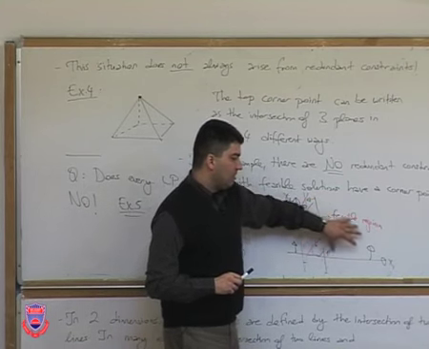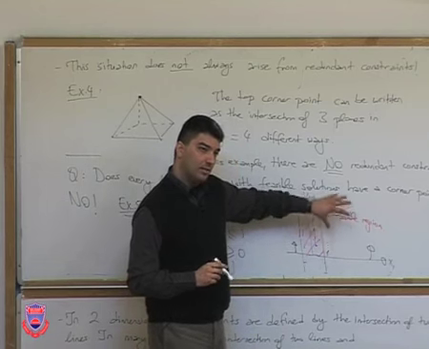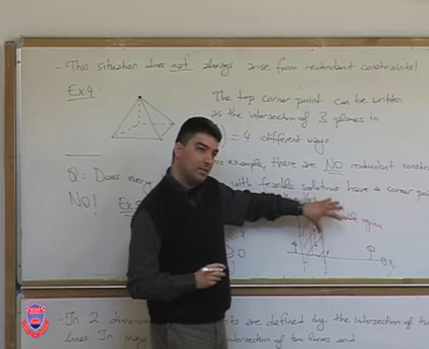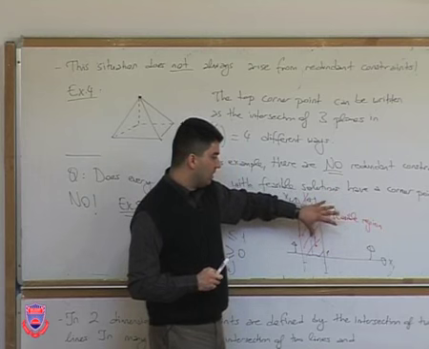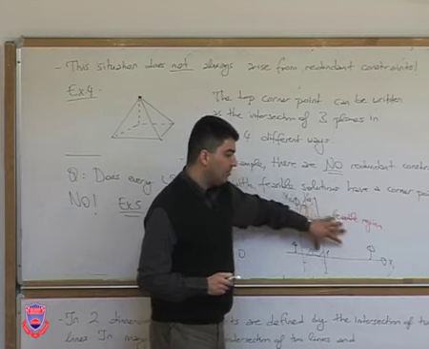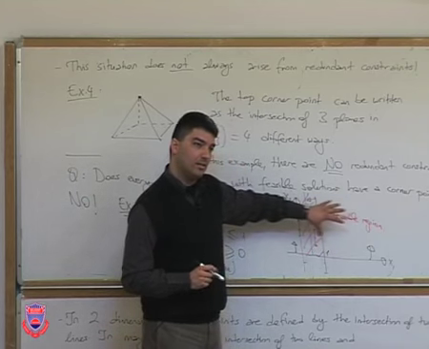Now, if the feasible region is a subset of this quadrant, so it should be included in this quadrant, but it can be even smaller than this, then I claim that such a feasible region can never contain a line.